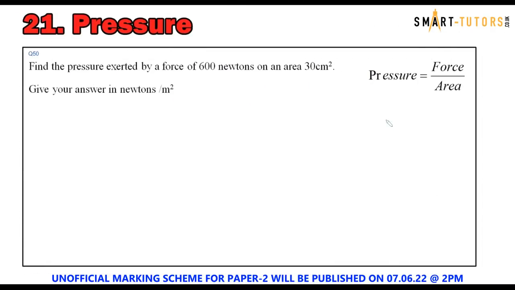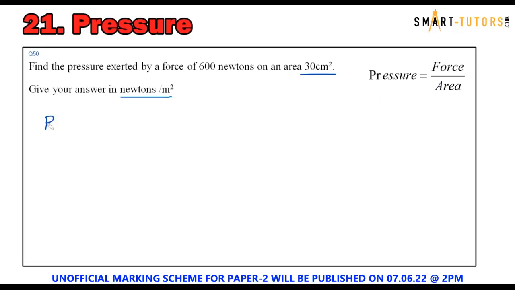Topic number 21, pressure. As I said in topic 15, there's a unit conversion for area that is going to be combined with this pressure question. Let's have a look. Find the pressure exerted by a force of 600 newtons on an area of 30 centimeters squared. I will underline the 30 centimeters squared. Give your answer in newtons per meter squared. That is the unit for the pressure.